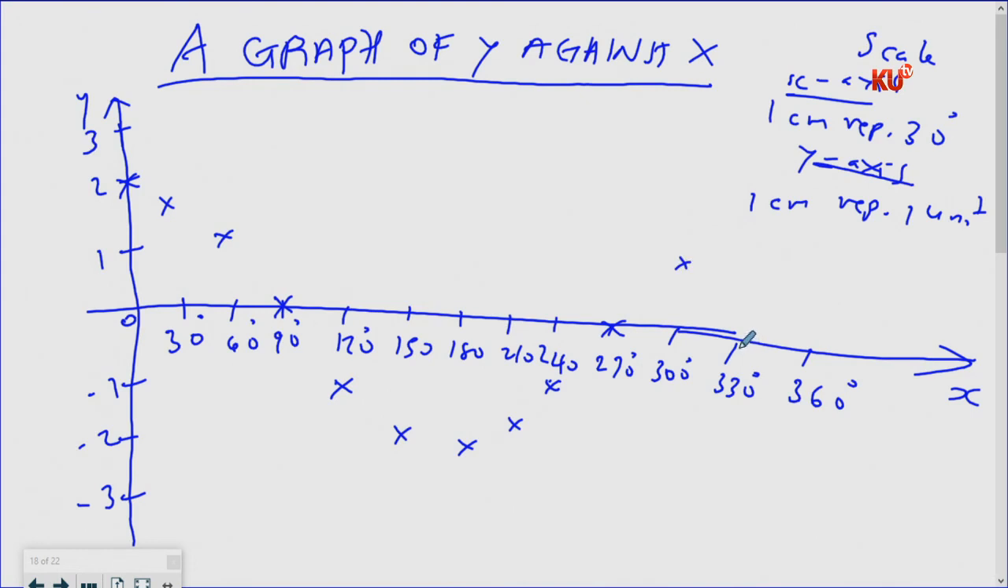When x is 330, y should be 1.7 approximately. If this is 1, 1.7 should be somewhere there. Finally, when x is 360, our y should be 2. So now you can join these particular points to form a smooth curve.